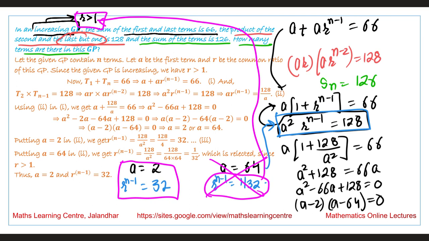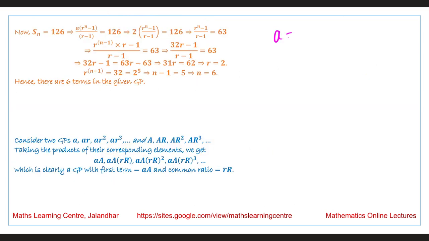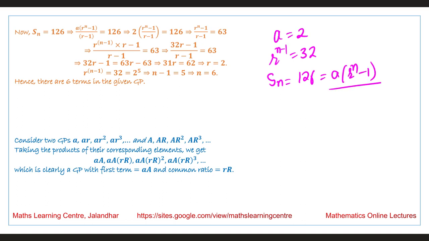Now next thing that is given to us is that the sum of all these terms is 126. So we are talking about the condition that a is equal to 2, r raised to the power n minus 1 is 32 and the value of Sn is 126, that is equal to a into r raised to the power n minus 1 over r minus 1. This value is 126. So in place of a we can write 2. So what we obtain is that r raised to the power n minus 1 over r minus 1 is 63. In place of this r raised to the power n we can write r raised to the power n minus 1 into r, and in place of this we can write 32.